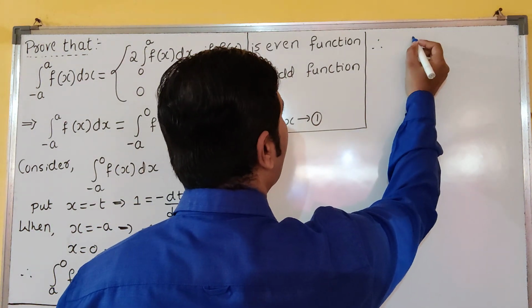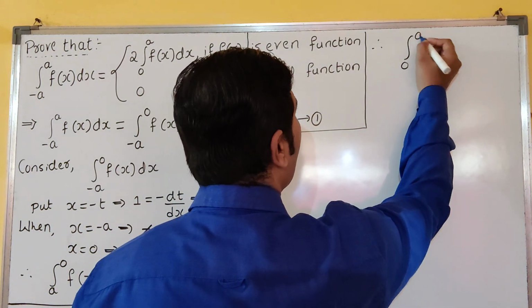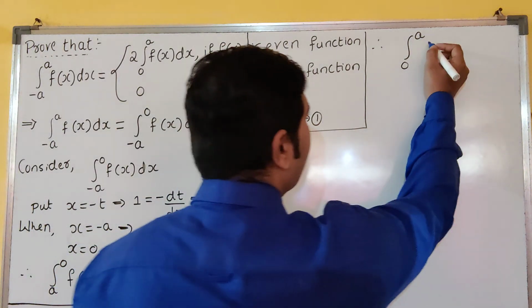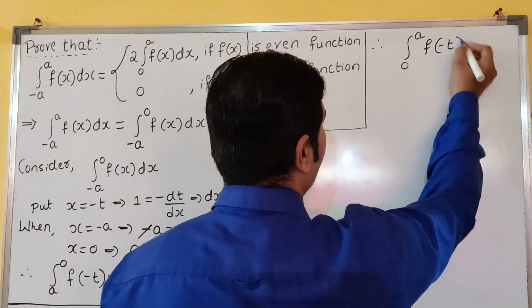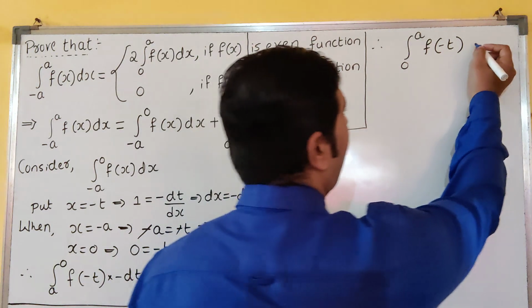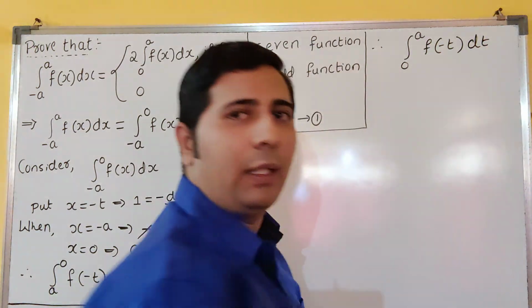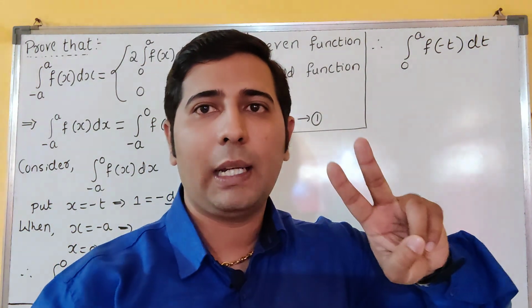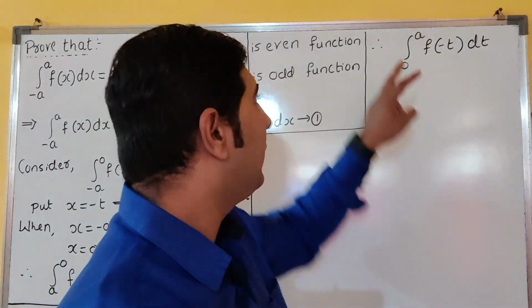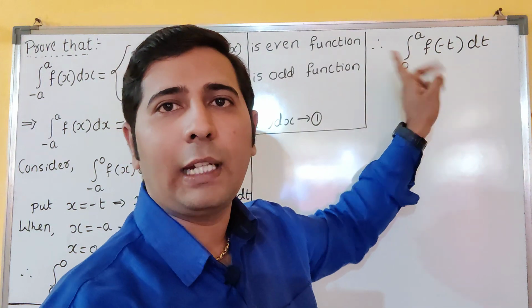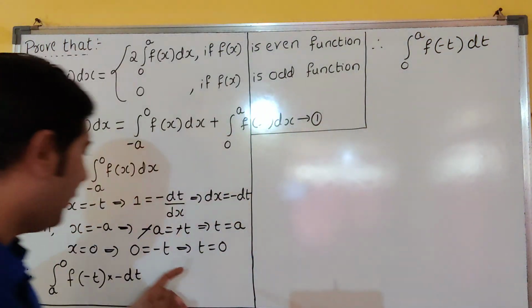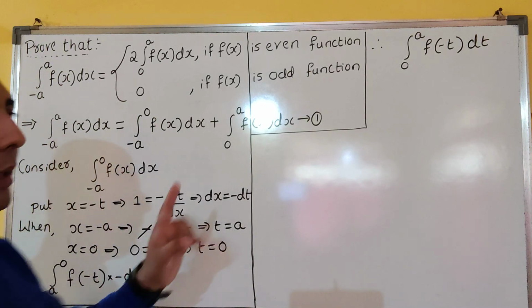Therefore, what will it become? You see, 0 to a I have made. I have changed the interval; f of minus t will not change. Minus t is as t is. Minus dt will become plus dt because you have changed the interval. Property number 2 says that only. In my first video of 6 marks, I have done that. If you change the interval, negative will become positive. This negative sign, don't change this one; I am saying about this. Minus dt will become plus dt.